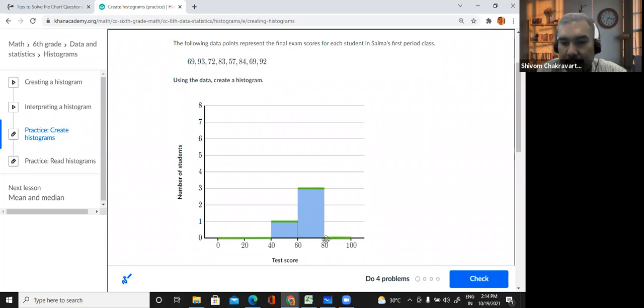Then the next range is between 80 to 100. How many numbers are there? 93 is the first number. 83 is the second number. 84 is the third number. Then 92 is the fourth number. So in this range, we have 4 values. So our histogram will look like this.